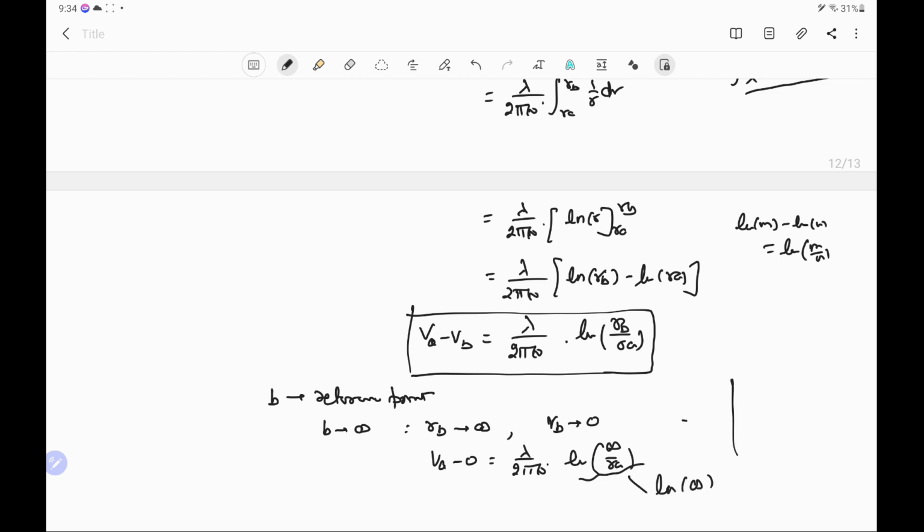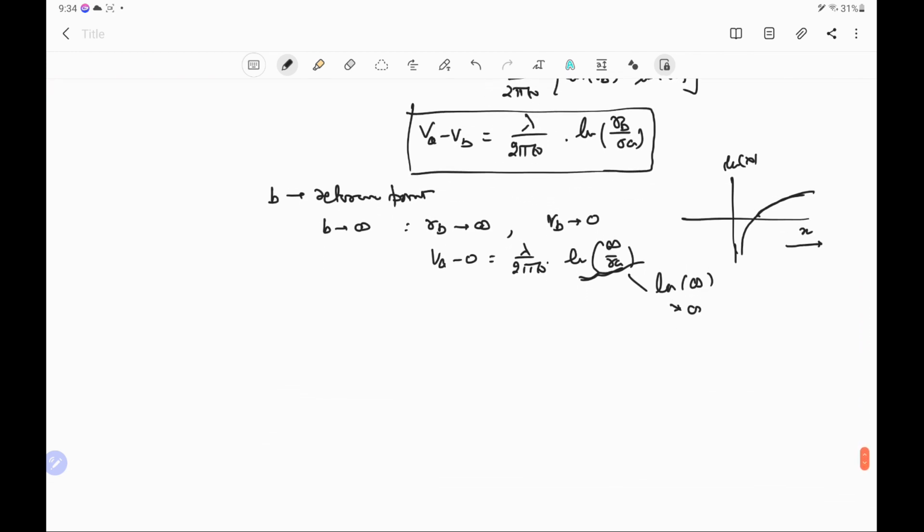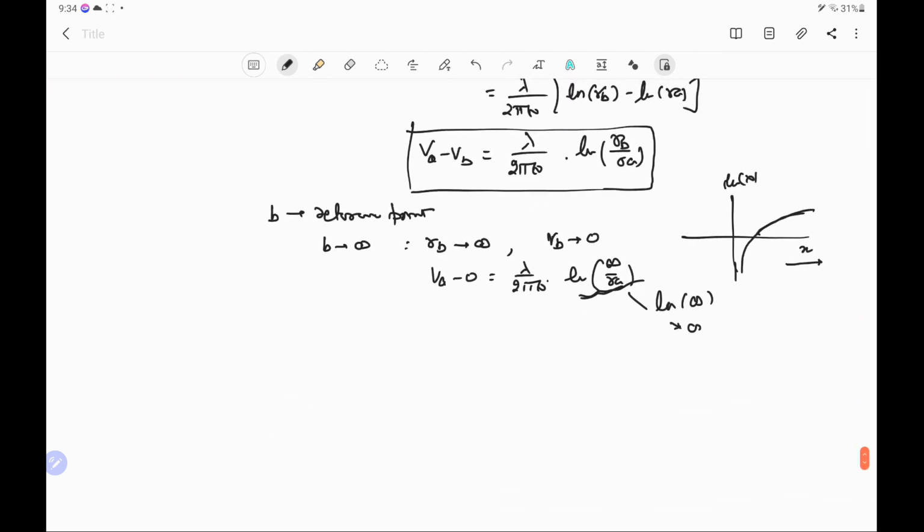If we draw the function of log, we will see the function is in this way. This is say x, this is log x. So as x is increasing, the function is also increasing. That means this log will also tend to infinity. Though it is increasing slowly, ultimately for x tending to infinity, it is also infinity. That means VA is also infinite. So we have to change the reference point. We will choose a suitable reference point.